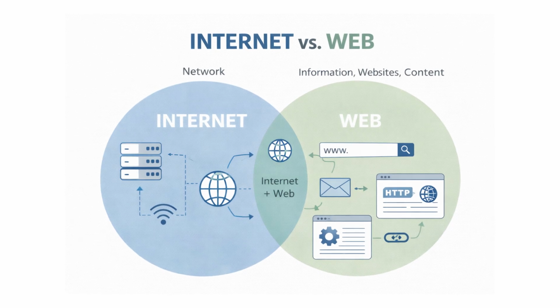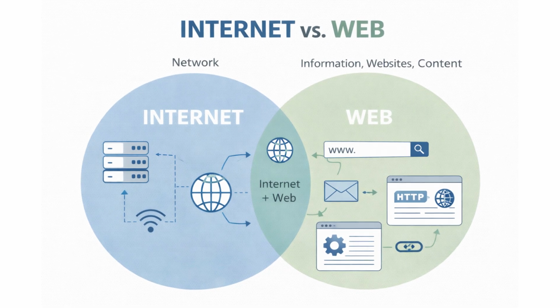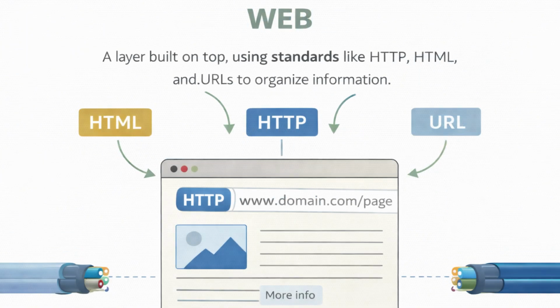It's worth pausing here because people still mix these terms up. The internet and the web aren't the same thing. The internet is the underlying infrastructure, cables, routers, protocols. The web is a layer built on top, using standards like HTTP, HTML, and URLs to organize information.